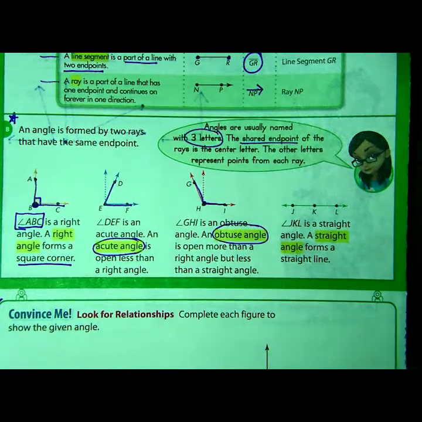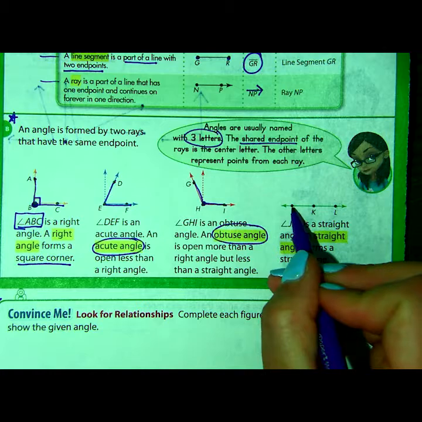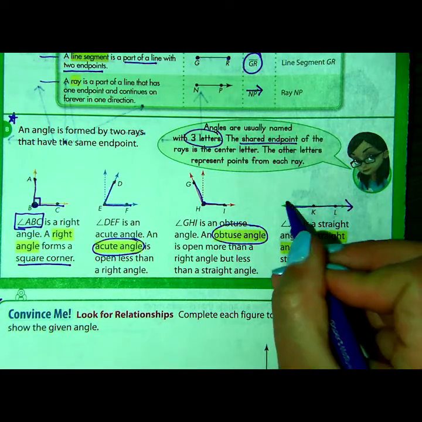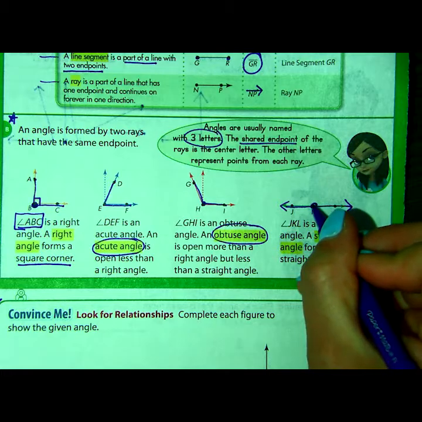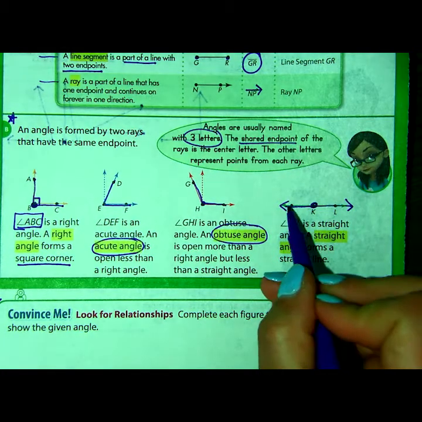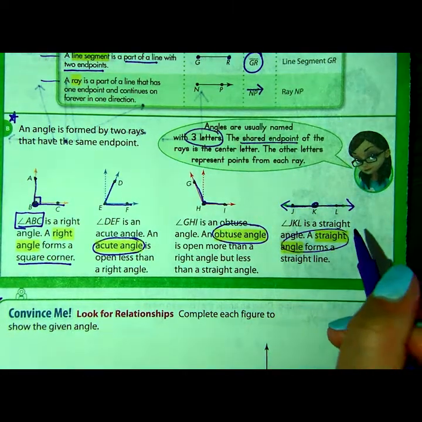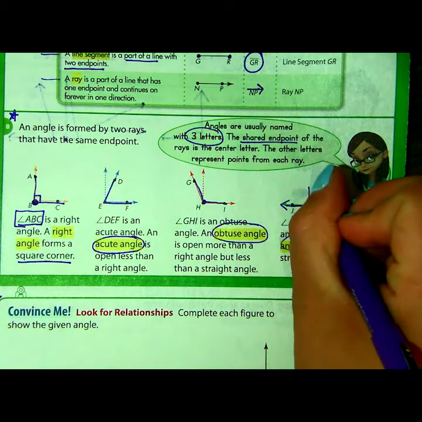Last one. This is an example of a straight angle. Why? Because it forms a straight line. It continues on, and here's the shared endpoint right here in the middle. So this is angle JKL. And again, it is a straight angle. And many of you already know this, but this is equal to 180 degrees.